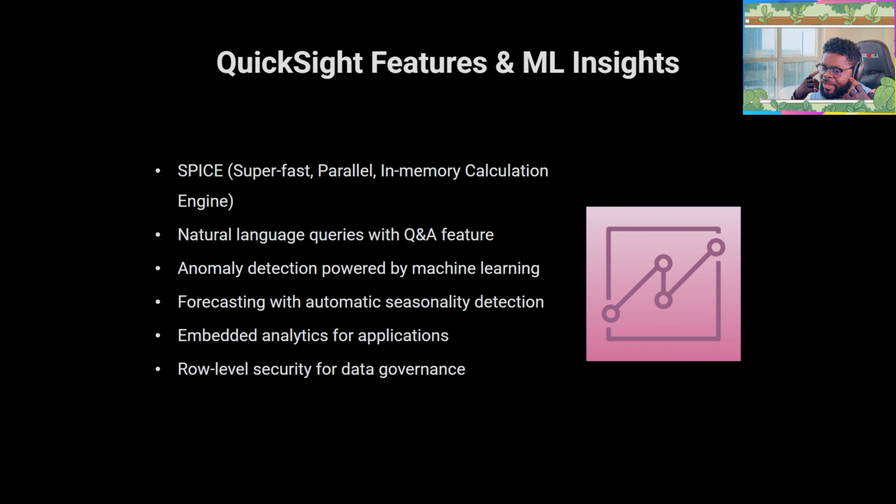So instead of understanding how to write SQL, the world is evolving to the point where people can use natural language to get data. I can say, can you show me all the customers that are defaulting, and then it just knows which query to write. This is also talking about some of the ML integrations with QuickSight: anomaly detection, obviously powered by machine learning, forecasting, embedded analytics for applications, and row-level security for data governance if you wanted to use that. These are all advanced features built into QuickSight.